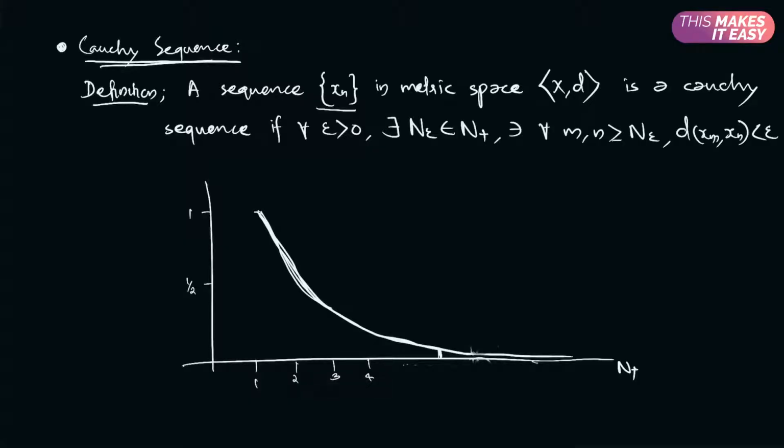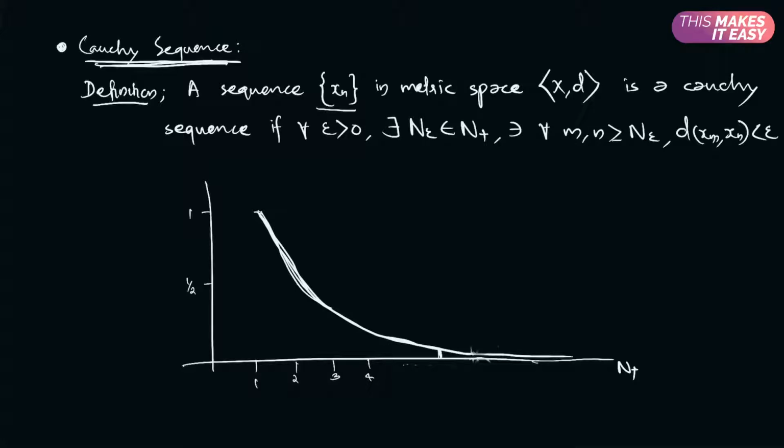In the previous video we discussed what a sequence is, what a convergent sequence is, and what a divergent sequence is. In this video I am going to discuss the Cauchy sequence. In mathematics, a Cauchy sequence is a sequence whose elements become arbitrarily close to each other as the sequence progresses.